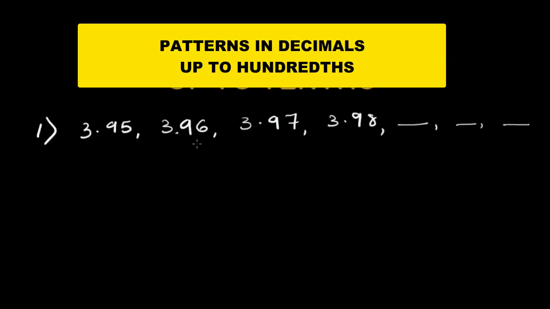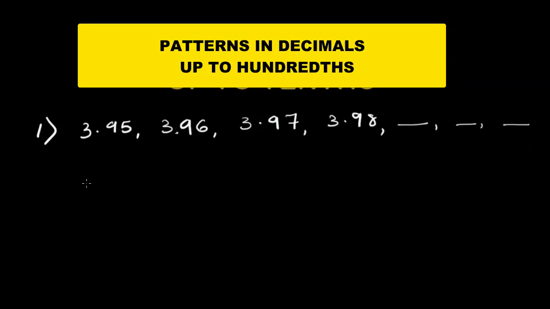In this video, we would understand how to write and extend patterns in decimals of two places. Let's take up the first example. Let's say we are given 3.95, 3.96, 3.97, and so on, and they want us to extend the pattern. So first we need to find out how this pattern is going up by.